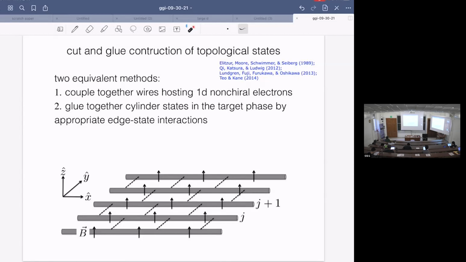So that's one approach. The approach that we'll take here is instead to glue together cylinder states which are already in the target phase of interest. If I want to construct the torus, I'll take the Laughlin state on a cylinder, and then glue that in some appropriate way to another cylinder. How many cylinders I use to create that torus is up to me, and is dictated by the calculation I want to perform.